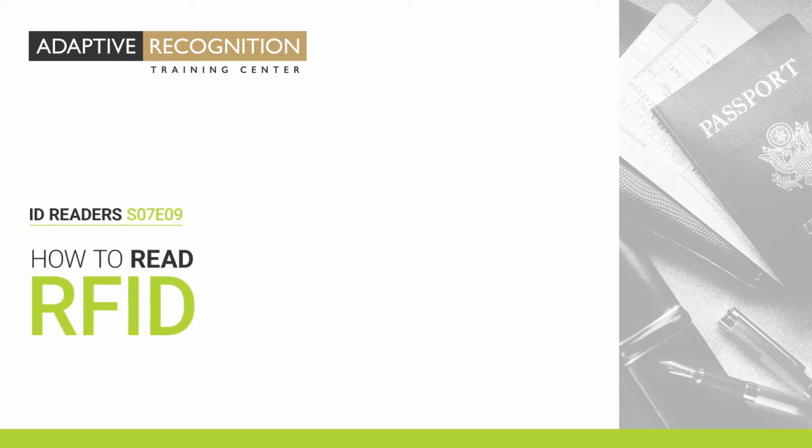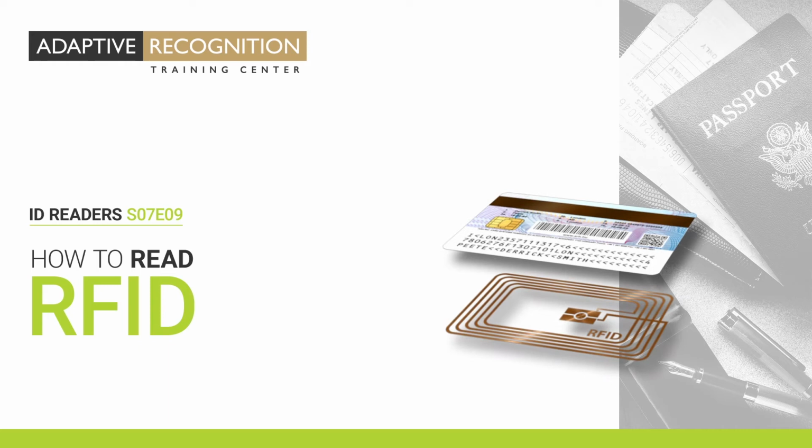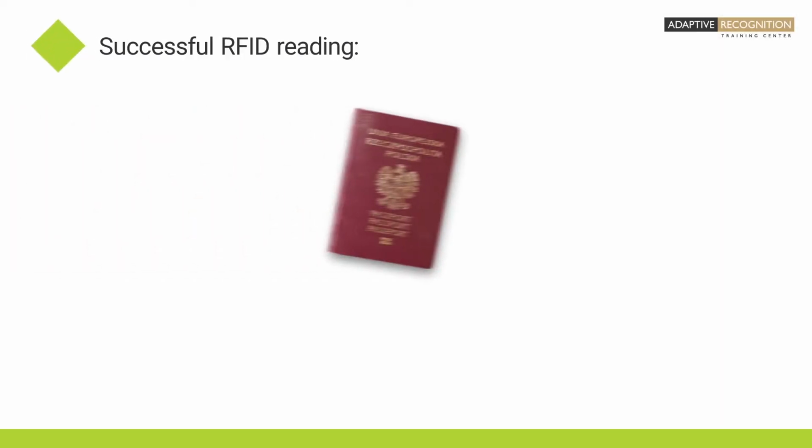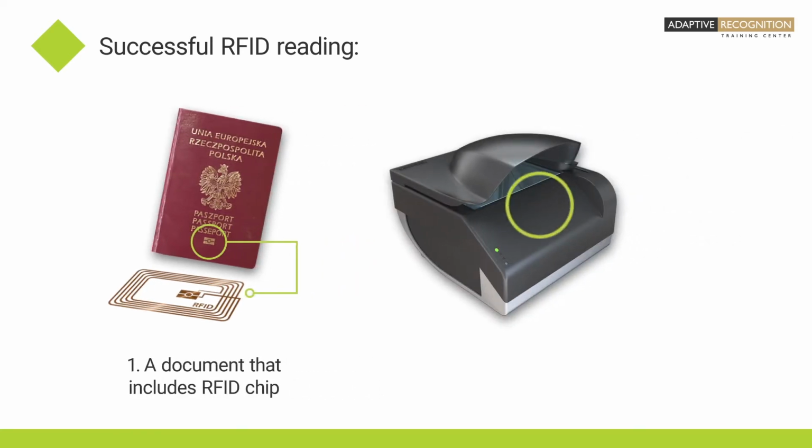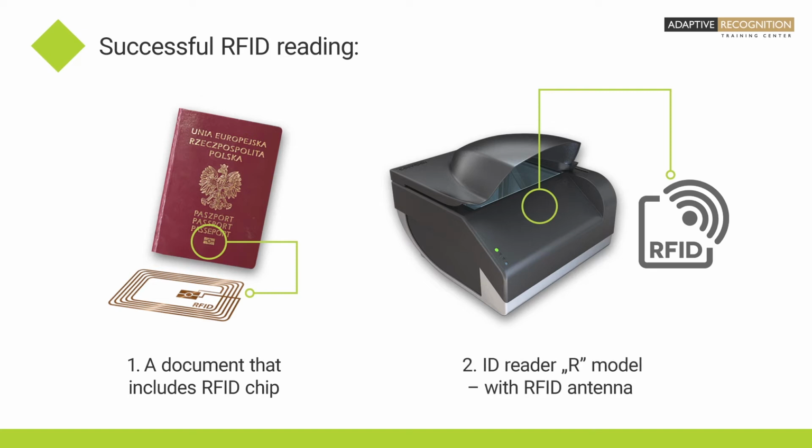In this video, you'll see how Adaptive Recognition ID readers can read the RFID chip embedded into ID cards and passports. There are two things needed for successful RFID reading: a document that includes an RFID chip and an ID reader model that contains an RFID antenna.